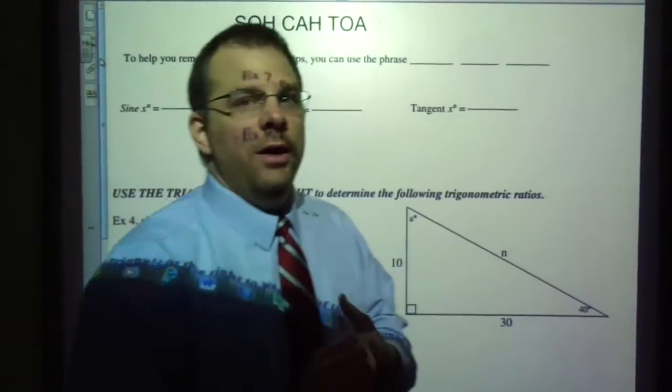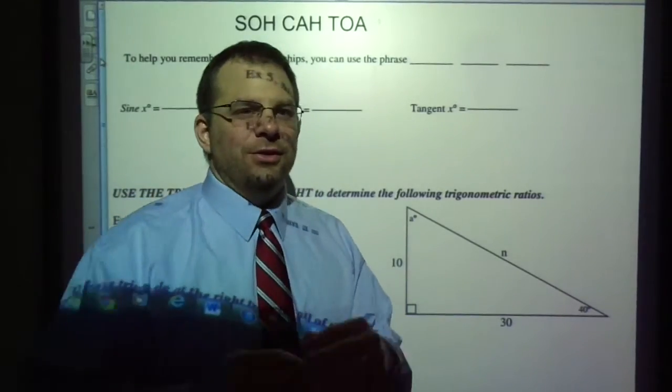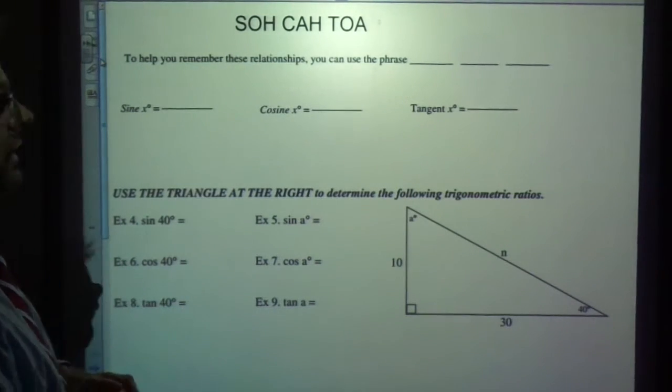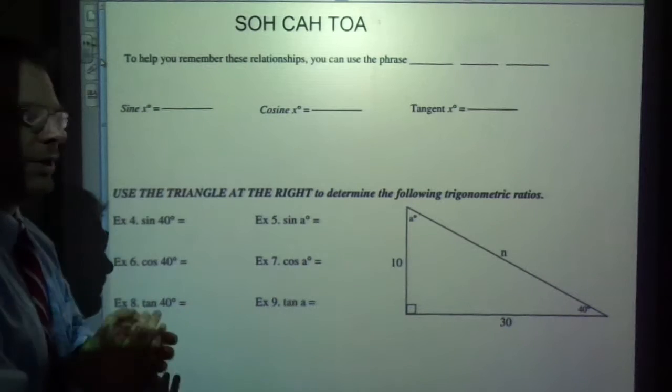This is part one as we're learning about trigonometric ratios. SOHCAHTOA is simply an abbreviation, just a little phrase. You have to spell it right, but it's a way that you can try to remember the trig ratios.